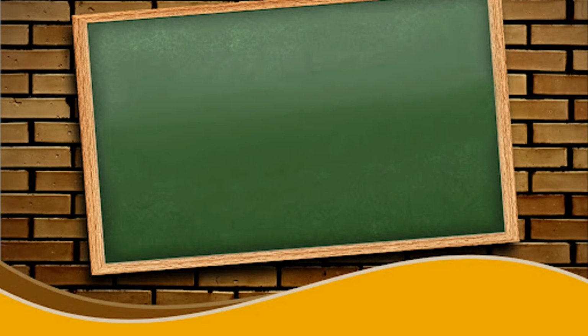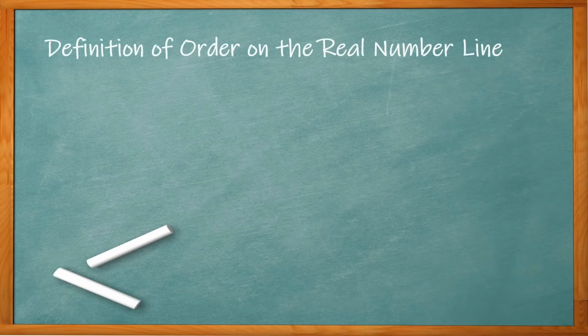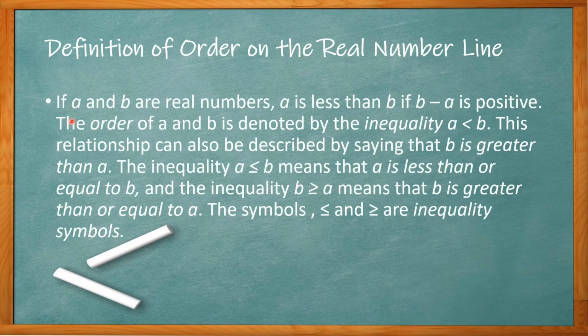Since we're done already with the subsets of real numbers, let us now have the set of integers. Definition of order on the real number line. If A and B are real numbers, A is less than B if B minus A is positive. The order of A and B is denoted by the inequality A is less than B. This relationship can also be described by saying that B is greater than A. This inequality means that A is less than or equal to B, and this inequality means that B is greater than or equal to A. The symbols less than or equal to and greater than or equal to are inequality symbols.